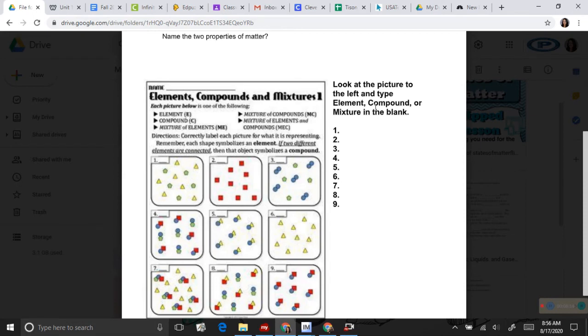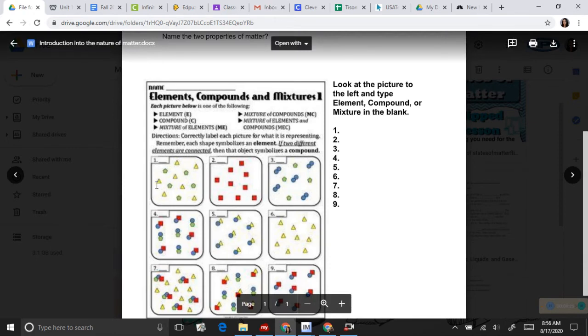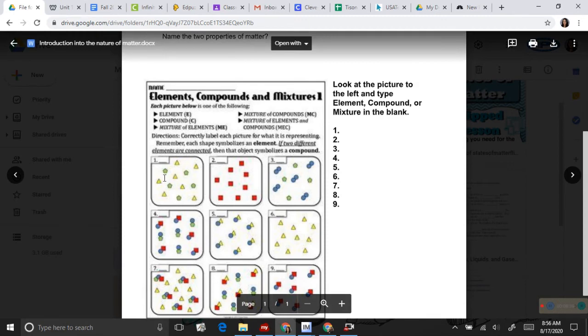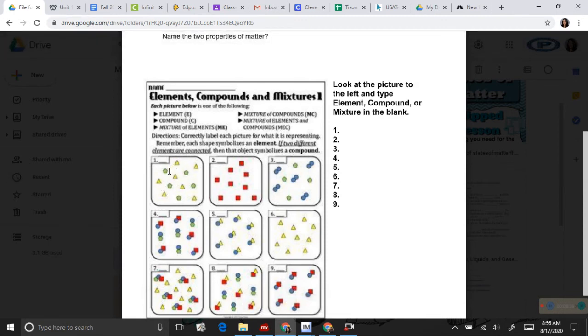All right, down here at the bottom, you're going to look at the picture on the left right here, and you're going to tell me, is each one an element, compound, or mixture? So number one, we notice that there are yellow triangles and green pentagons. So we know that this is just one thing, so this would probably be an element, but all of them are not yellow triangles like this one right here is. So this one would not just be one element. It would be a mixture of this element and this element. So we would say this was a mixture of elements right here. So for number one, I would write mixture of elements.